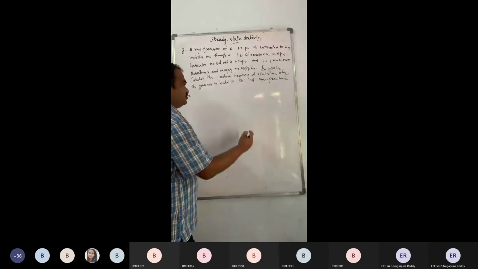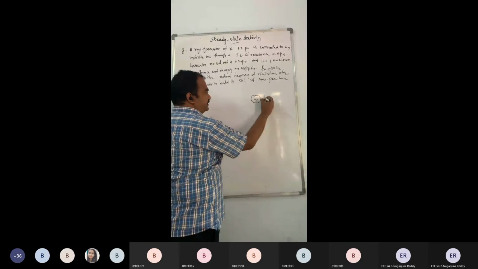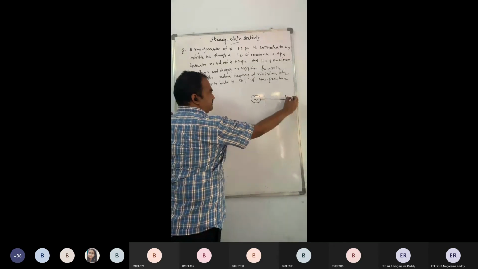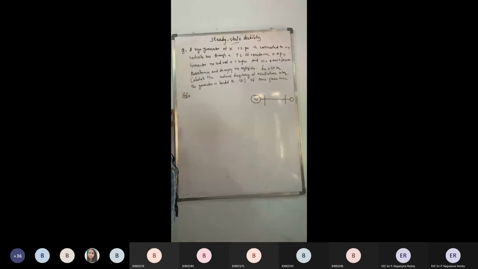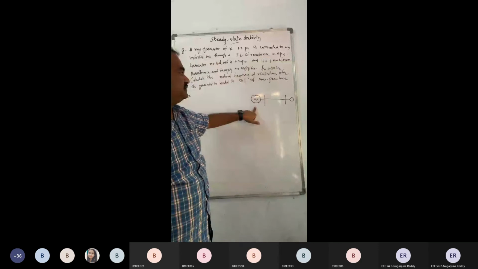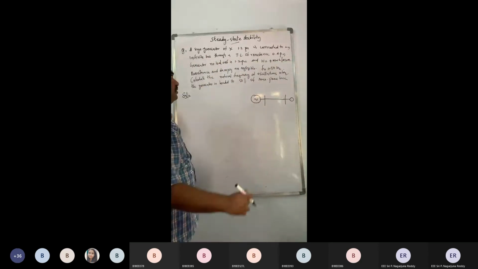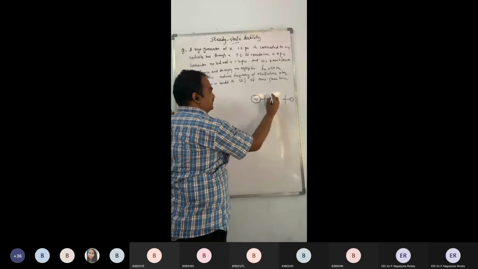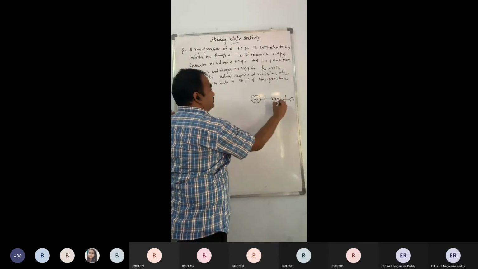So first let us draw the figure. This is a generator connected to some infinite bus through a transmission line. This is the synchronous generator, this is the infinite bus, through a transmission line of reactance. This transmission line has a reactance of 0.6 per unit.